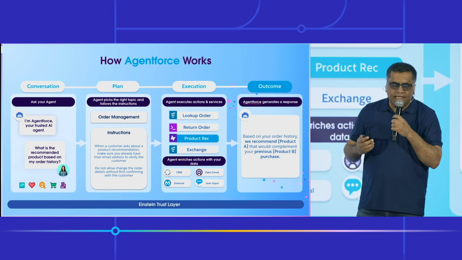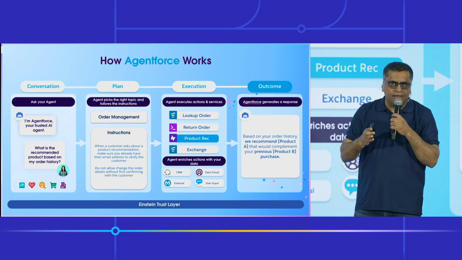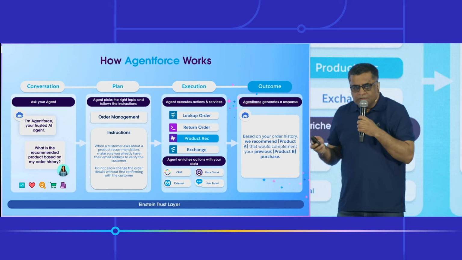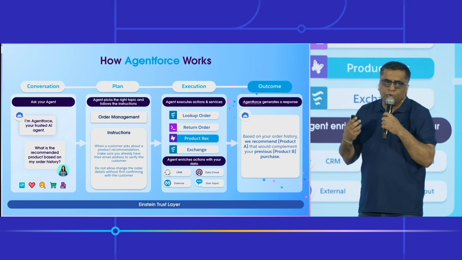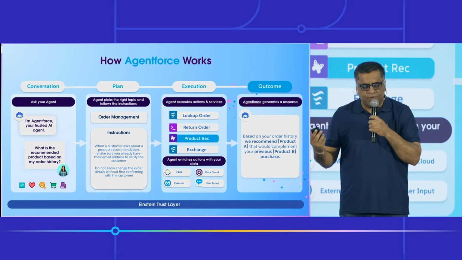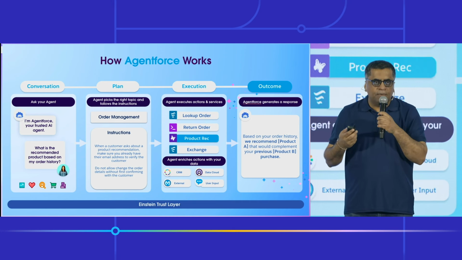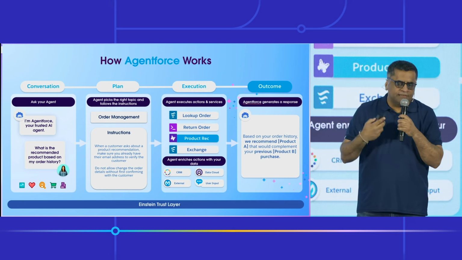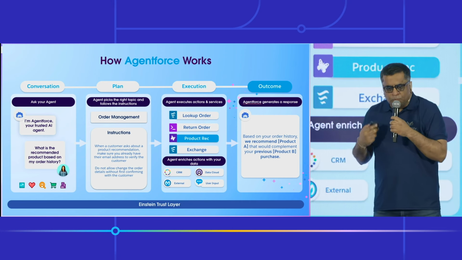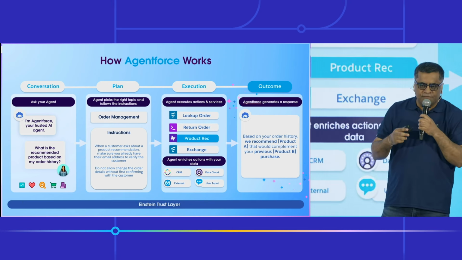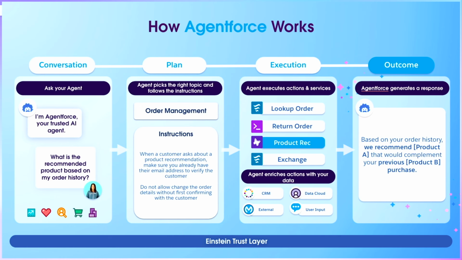So how does the agent actually work? You have ideated, you're in the agent builder. How does it work behind the scenes? As an end user, you strike up a conversation with your agent. For example, I'm asking what is the recommended product based on my order history, and let's imagine this is Amazon. The agent goes from the conversation phase to the plan phase. The agent picks up the right topics. So remember topics, instructions, actions associated, and how we integrated them together.